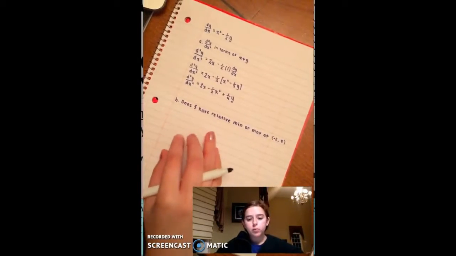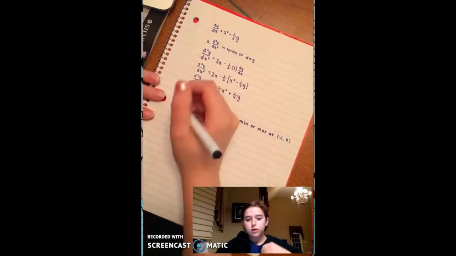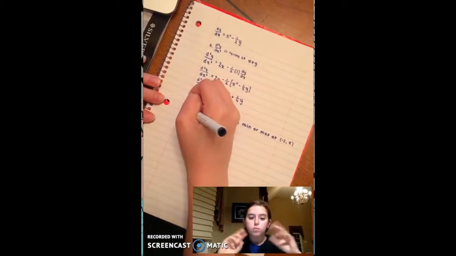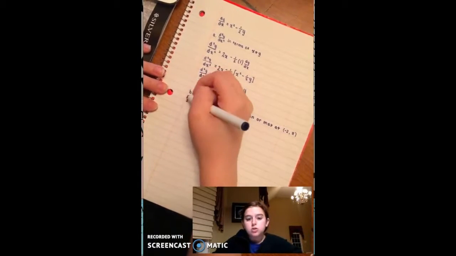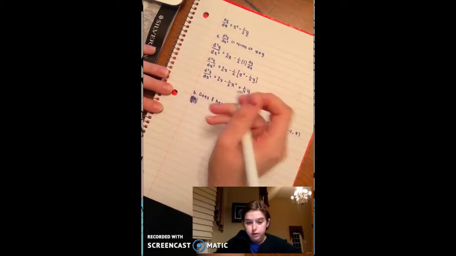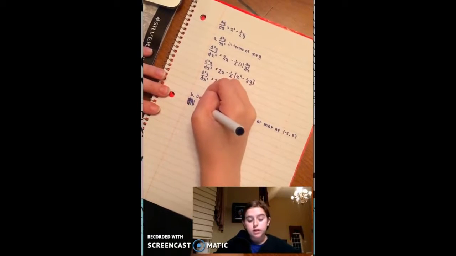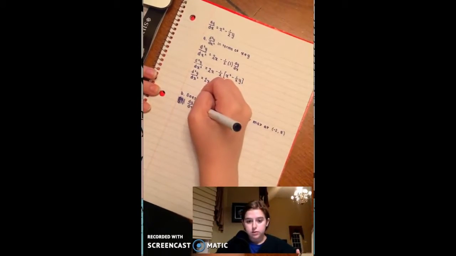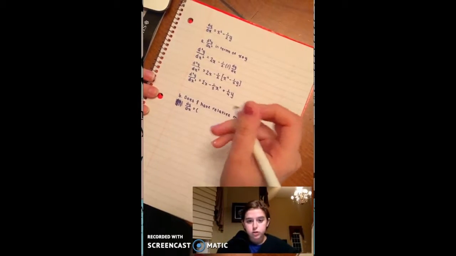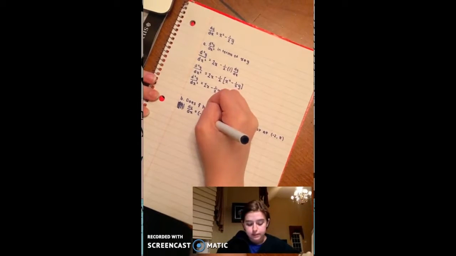Okay, so in part B, we are asked to decide whether there is a max, a minimum, both relative, or neither at the point -2, 8. So in order to do this, we want to look at two things. We want to look at the first and second derivative so that we can look at the slope and concavity respectively. So the first thing we're going to do is look at that first derivative to get the slope.